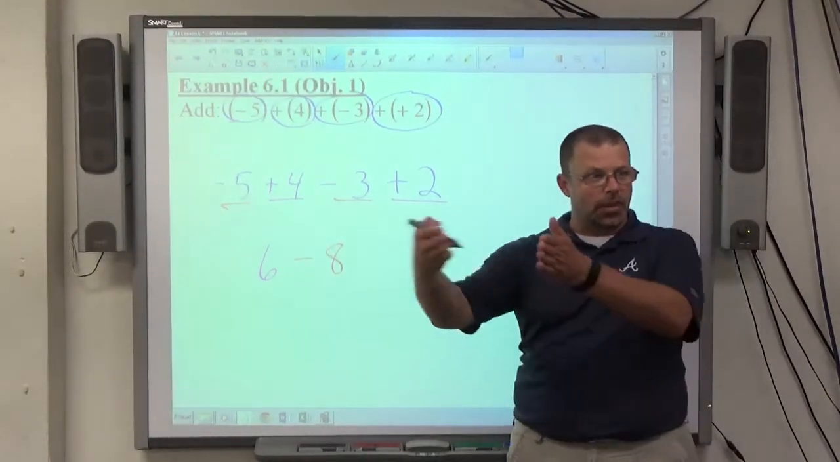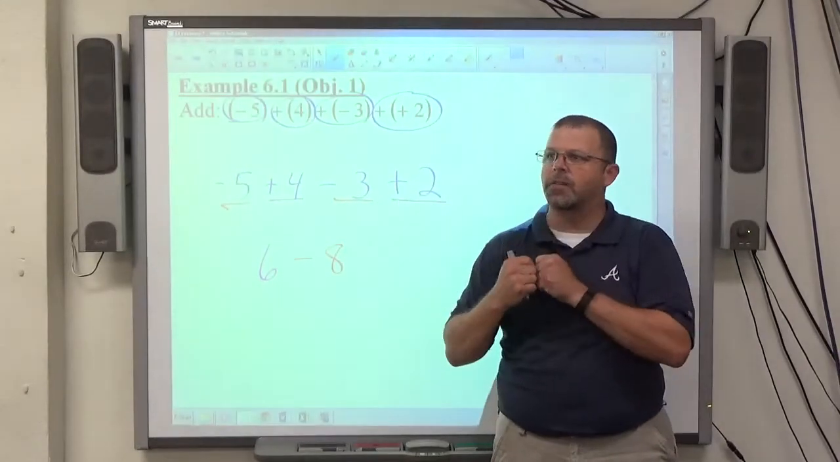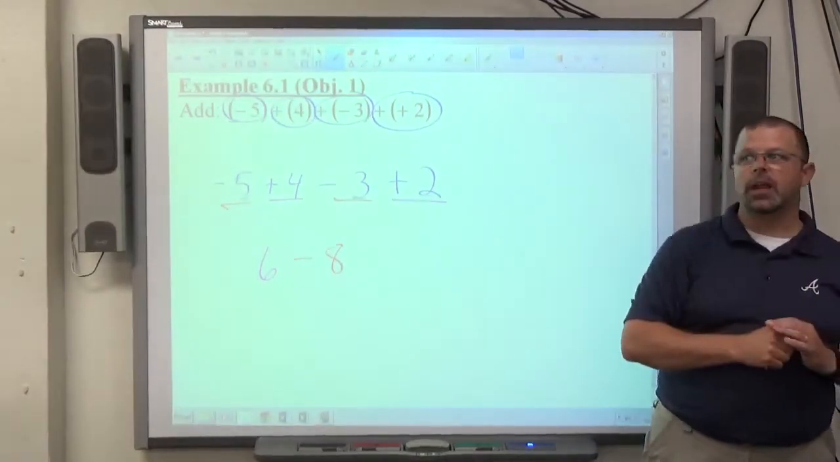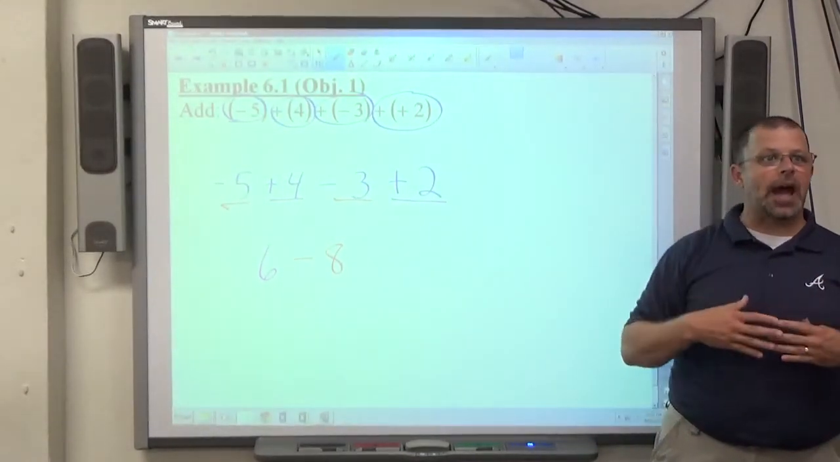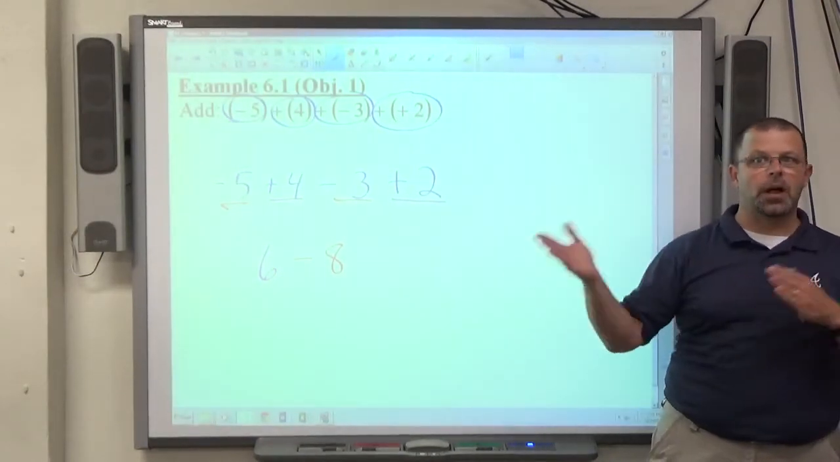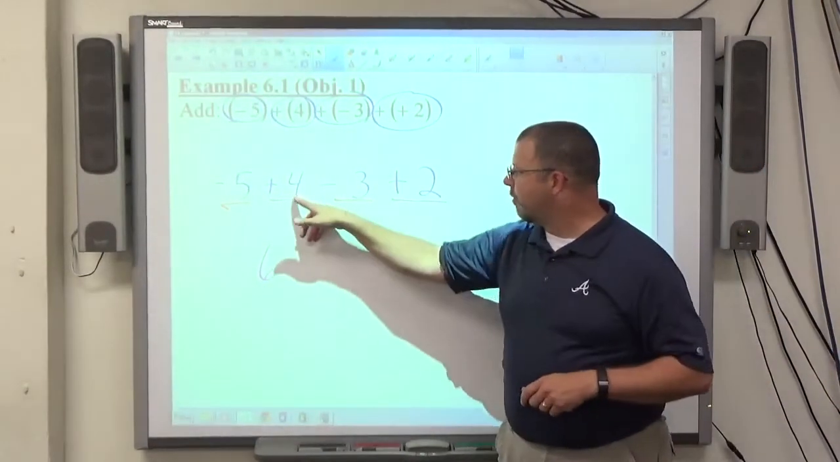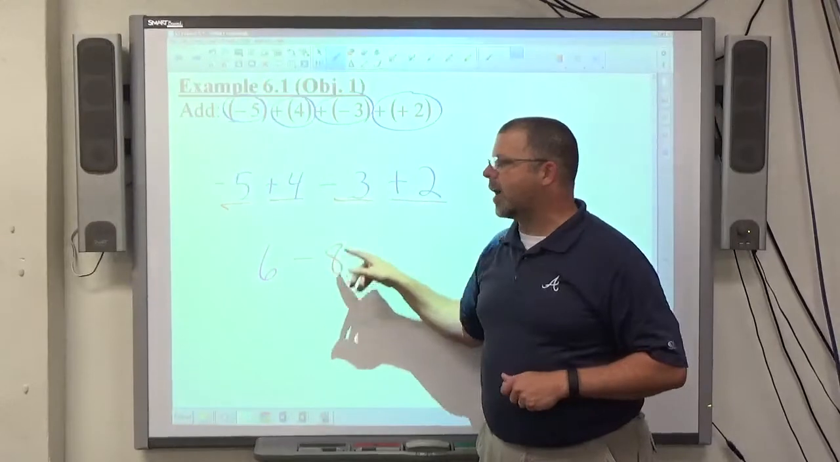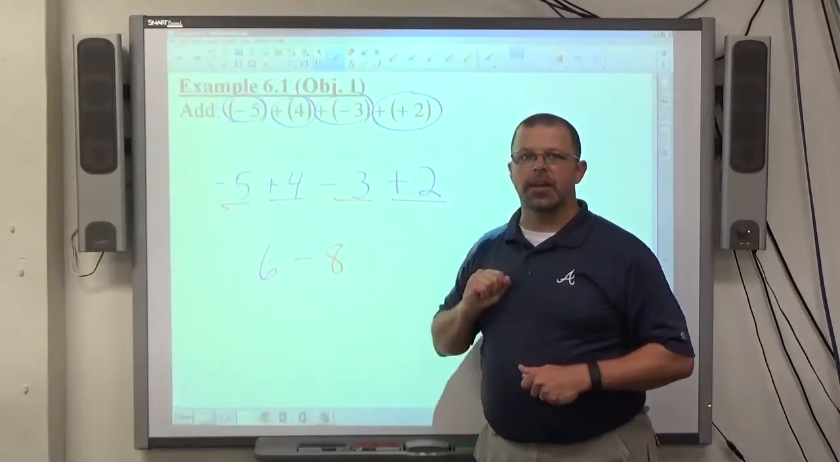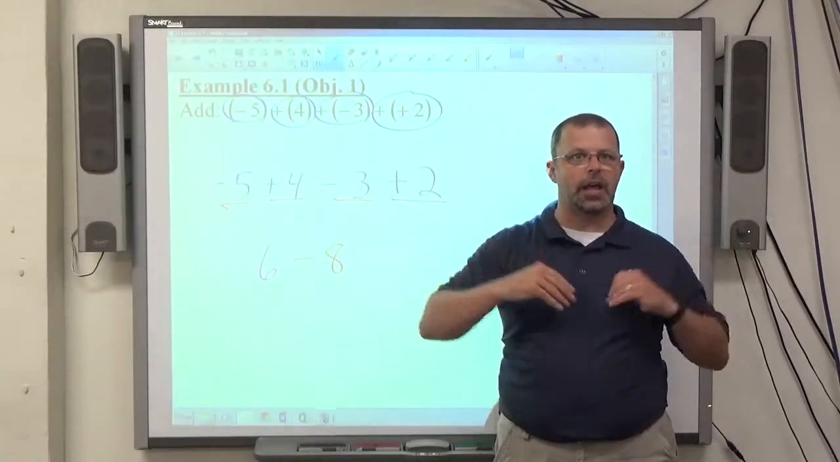All right, the positive sum is positive. All the positives add up to a positive number. All the negatives add up to a negative number. All we're doing in that step is adding. I don't care if it says plus or minus. Everything's addition. 4 and 2 make 6. 5 and 3 make 8. The 5 and 3 are negative, so it's minus 8. So you get a positive answer and a negative answer.